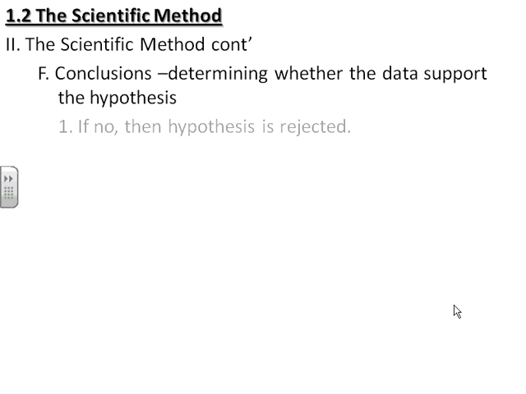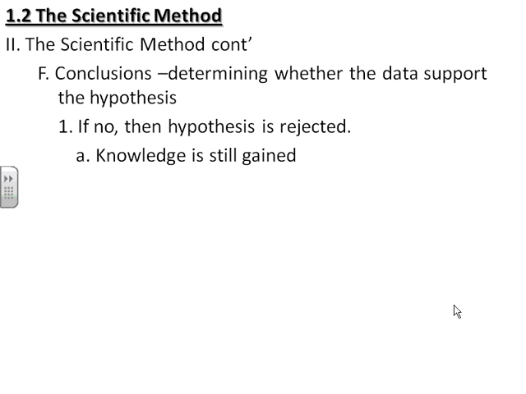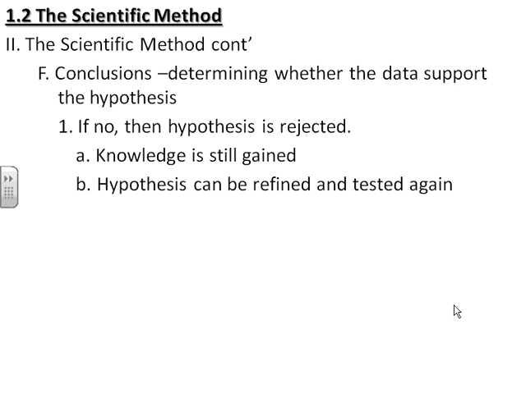So at this point, there's 2 different fates that your experiment or your hypothesis can have. If the data does not support the hypothesis, then we say the hypothesis is rejected. But we don't have to be upset about this because we still learned. We learned that our hypothesis is not supported. So the knowledge is still gained. And of course, our hypothesis can be changed or refined and tested again, because again, we're still learning. So if your hypothesis is said to be rejected, there's no reason to get upset.